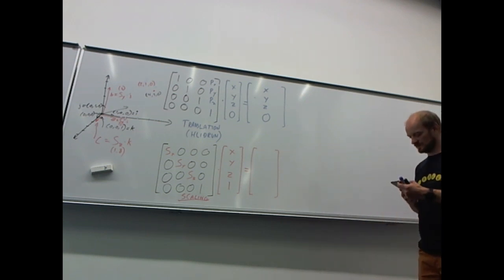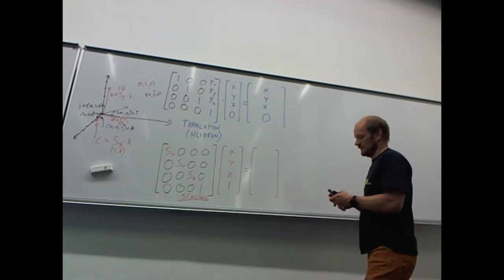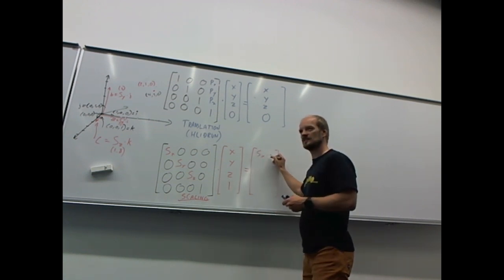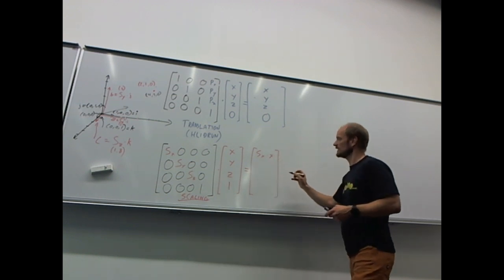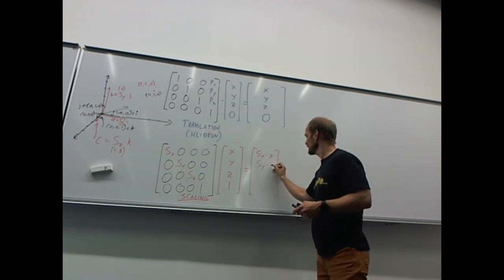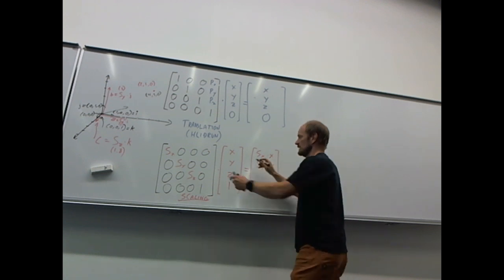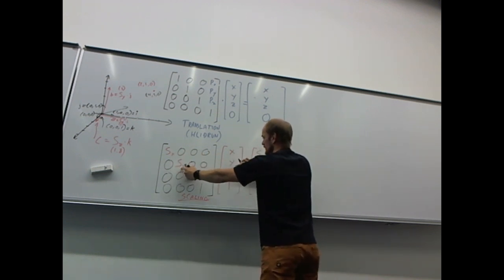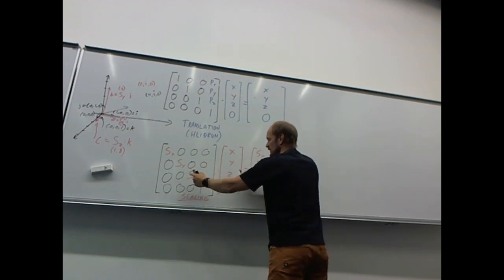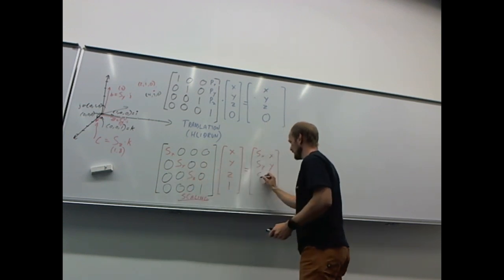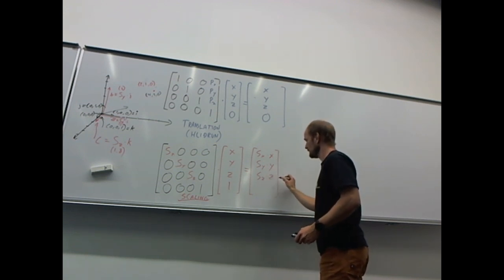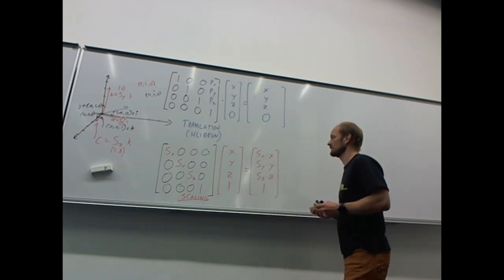Sx plus x, Sy plus y. Okay, Sx plus x times x with scaling, Sy times y. So we can see the math as well. Sx times x, 0, 0, 0, 0, Sy times y, 0, 0, 0, 0. So Sz times z, and 1.